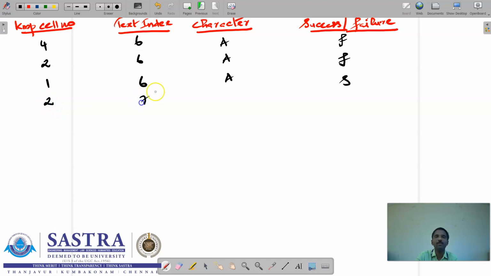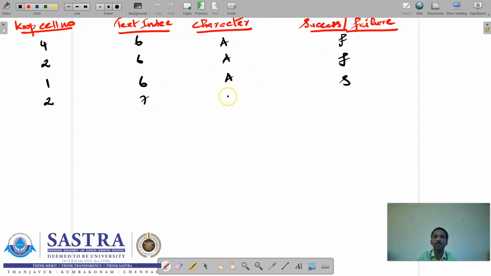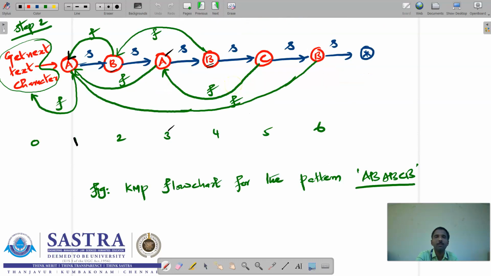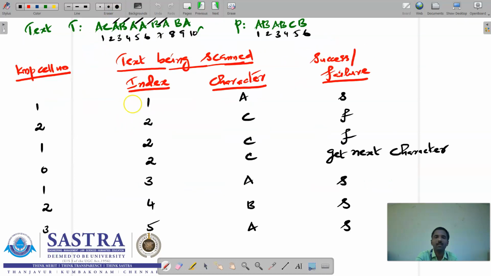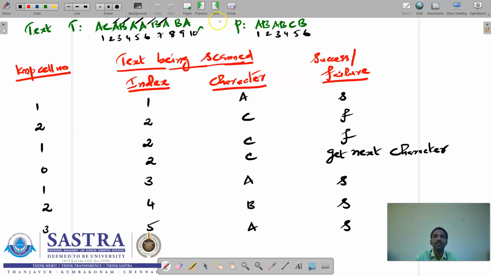Then 6A, 7th position. At the 7th position, we have a character B. So 7B. Check at cell number 2, we have a character B. It's correct. This is a success. Then cell number 2 becomes 3. Text index is 8. At the 8th position, we have a character A.